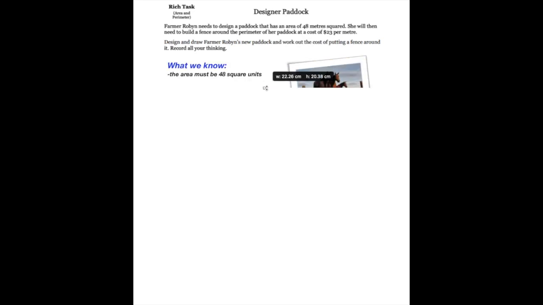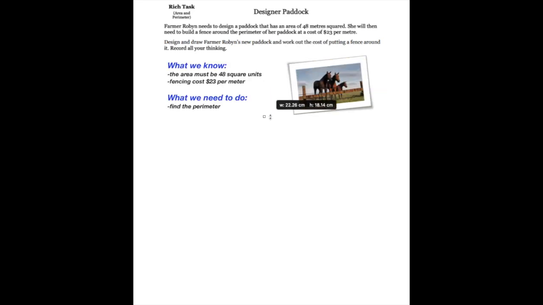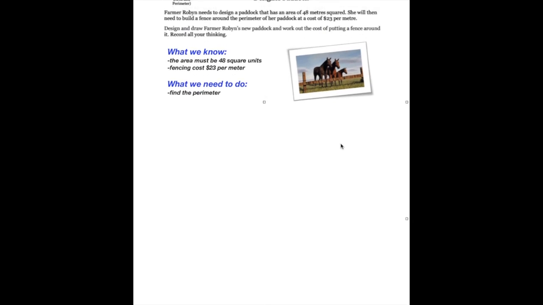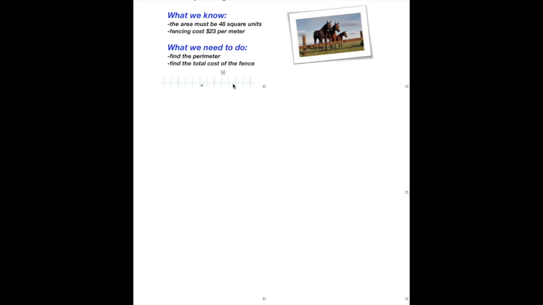So it's always a good idea to take a little jot note. And here's our jot note. Of the information we have, we know that the area must be 48 square units. It says right in the problem that it's 48 square units. The fencing's $23 per meter. We know that. Okay, well, what do we need to do? Well, we need to find the area, and we need to find the perimeter, and we need to find the total cost of the fencing. So once we have what we know and what we need to do, we can get to work, right?